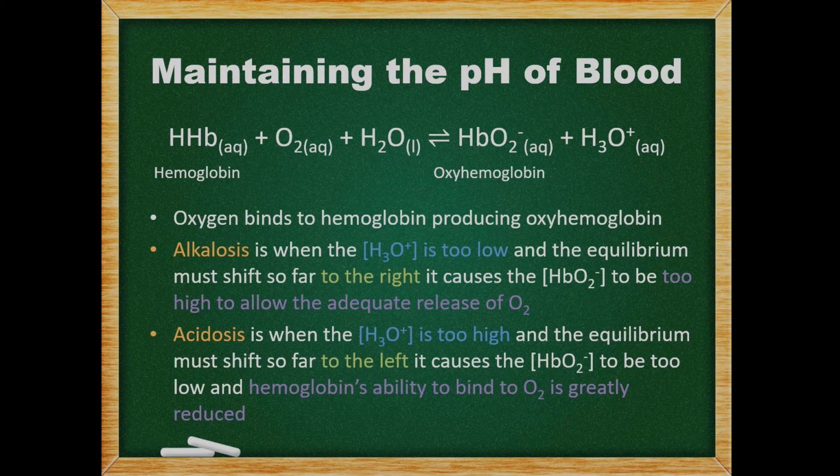Acidosis is when the hydronium concentration is too high. The equilibrium must shift so far to the left it causes the oxyhemoglobin concentration to be too low, greatly reducing hemoglobin's ability to bind to oxygen.